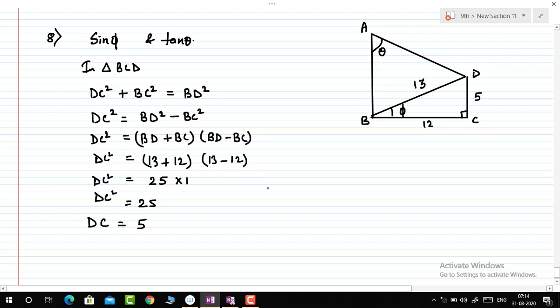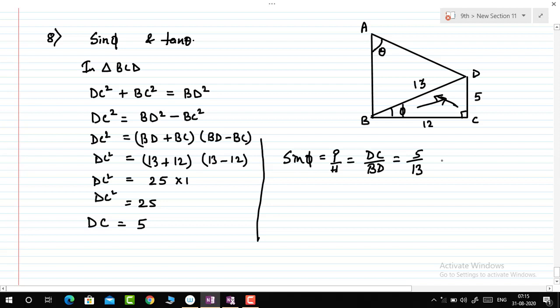So now we can find the value of sine phi. Sine phi is perpendicular upon hypotenuse. So perpendicular will be in front of the angle considered, so it is DC upon hypotenuse BD. Hypotenuse is always opposite of 90 degrees. So DC is 5 and BD is 13. So we got the value of sine phi.